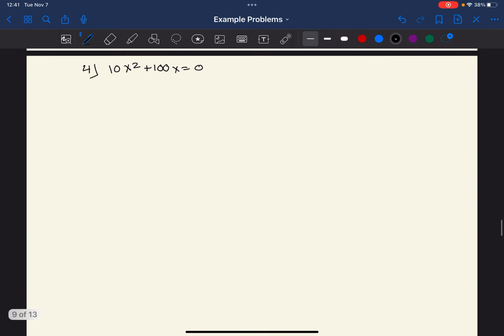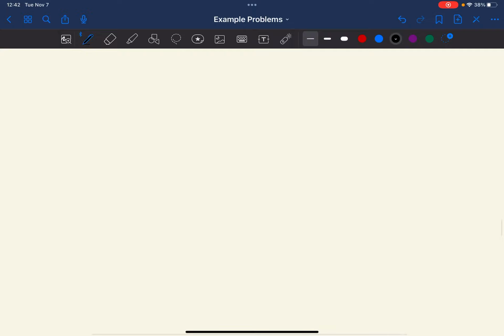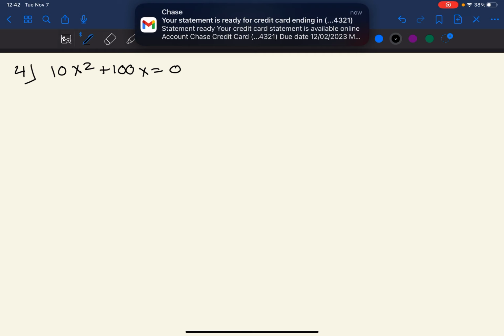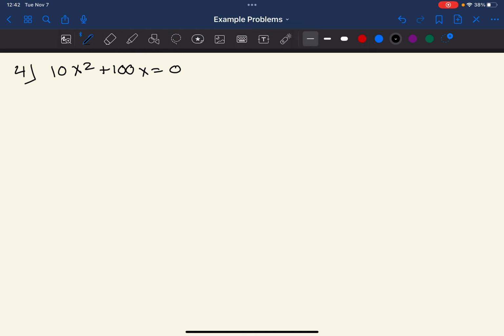Okay, and then the last one here, number 4, I have 10x squared plus 100x equals 0. Notice how I'm missing a c value. Since I'm missing that c value, instead of trying to factor normally using the AC method, I'm just going to see if I can take out a GCF from the left side.